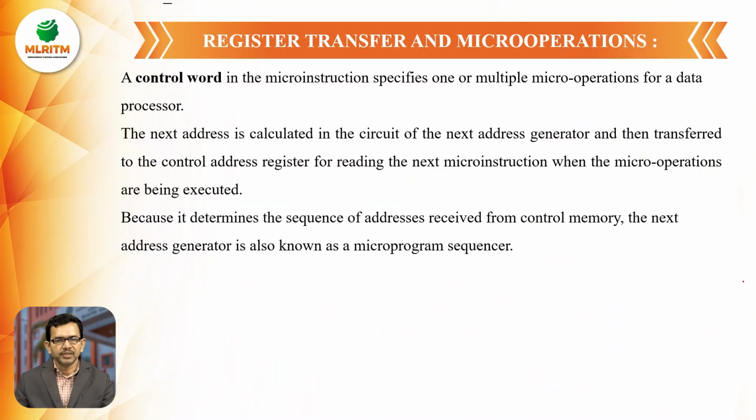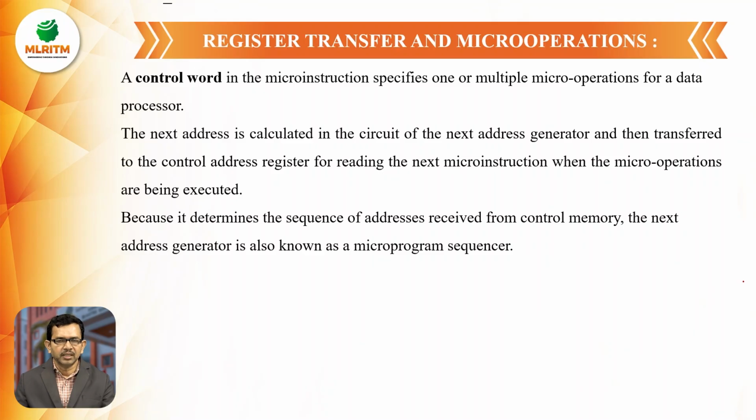Now we'll see what the control word is. I told you a control word is a collection of bits. Whatever bits we find in the instruction register are stored in the control word, or we'll call it a word, which is a collection of bits. It specifies one or more operations for a data processor. Next, the next address is calculated in the circuit of next address generation and then transferred to the control data register.